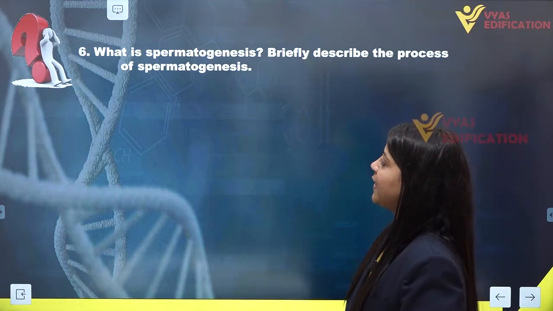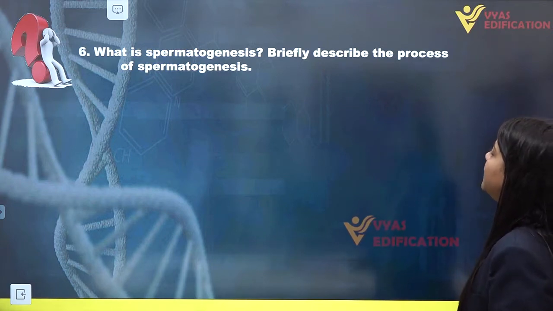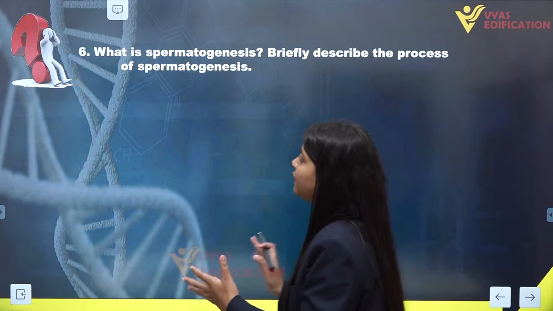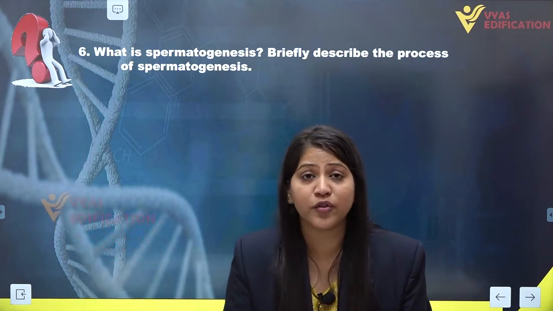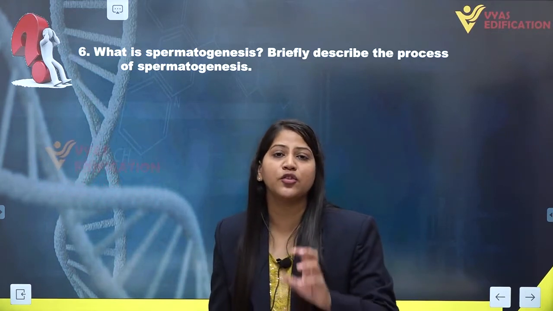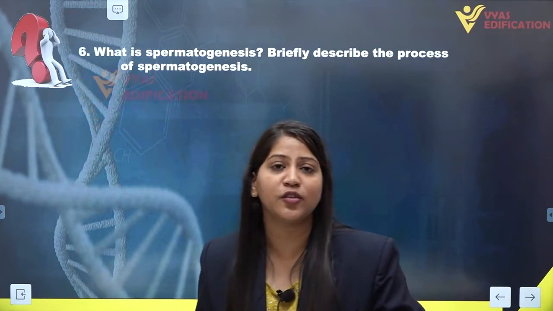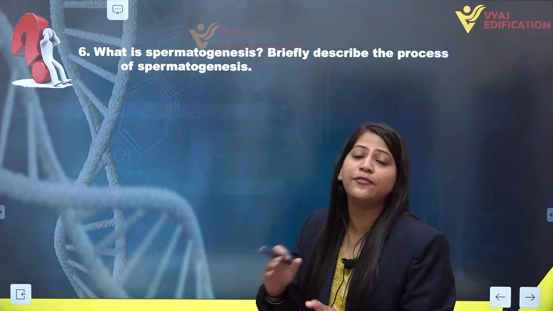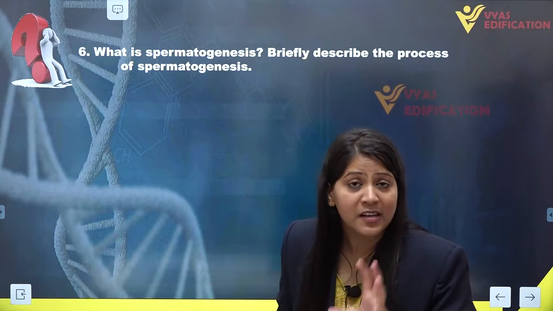Towards the next question, that is, what is spermatogenesis, and briefly describe the process of spermatogenesis. First of all, the first part of this question is asking what is spermatogenesis. Now, spermatogenesis is a process through which the formation of male gametes or sperm cells takes place. So, the process through which the sperm cells are formed is known as spermatogenesis.